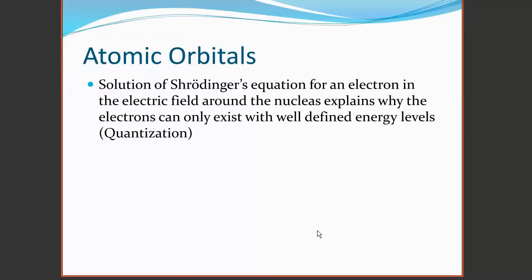When this is done, the application of Schrödinger's equation confirms Bohr's model of the atom, which is that the electrons can only exist in well-defined orbits with well-defined energy levels. The energy levels cannot have any value, but only certain discrete values. This is called quantization.